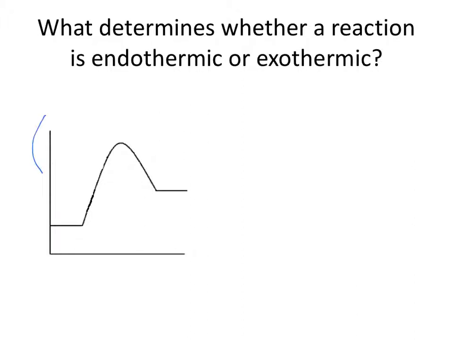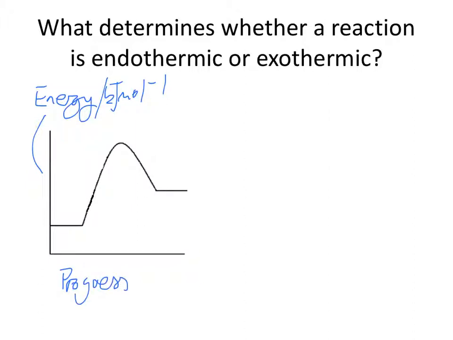On this axis we would label energy, and that's measured in kilojoules per mole. And on this axis you can think of it as the progress of the reaction, a bit like time but not quite as specific as that. And here we've got the reactants.